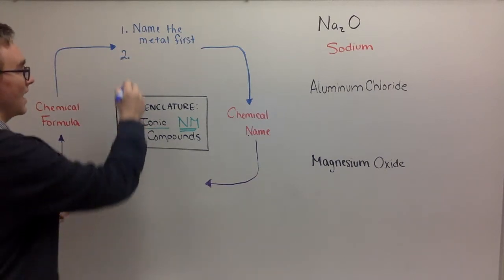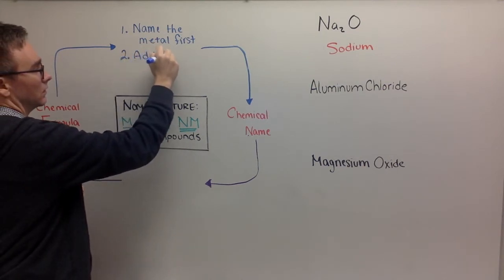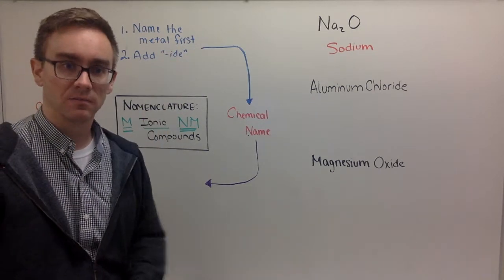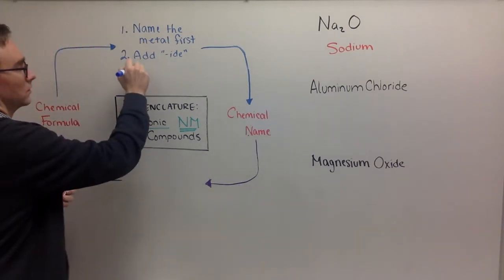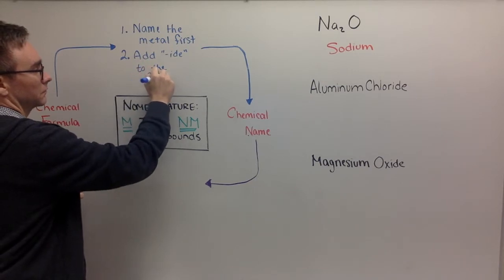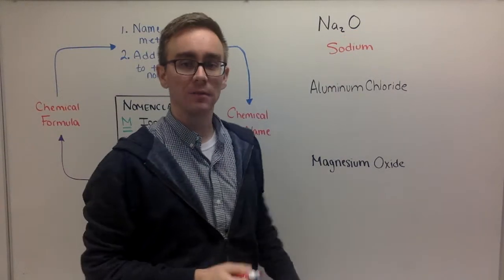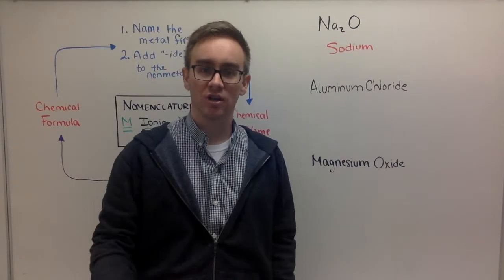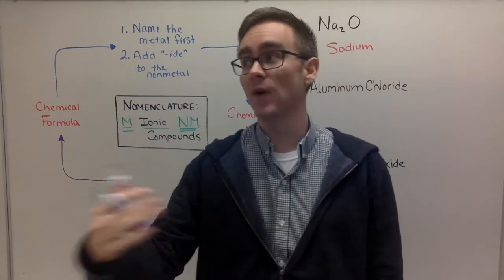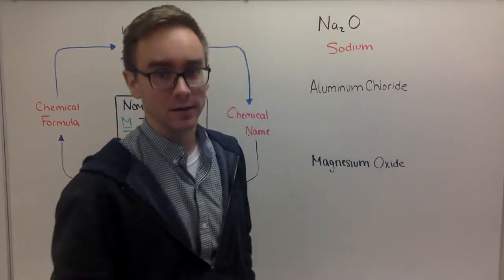The second step: you're going to add IDE. It's a suffix, which means it goes at the end of the word, to the nonmetal. So oxygen becomes oxide. Nitrogen becomes nitride. Fluorine becomes fluoride. Bromine becomes bromide. Iodine becomes iodide.